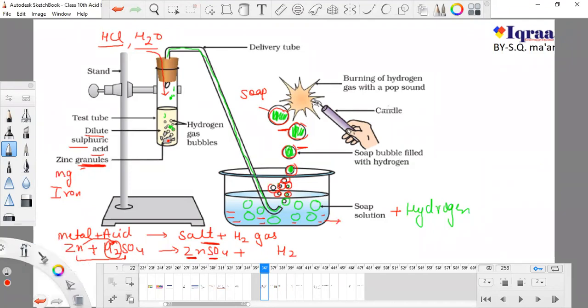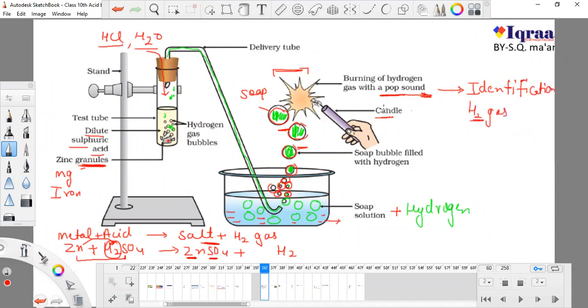And whenever you put some flame, you can put a candle, a lighter, or a matchstick, we just need some flame, these bubbles will burst and create a sound known as a pop sound. It will feel like pat pat pat. We burn so many crackers in Diwali and we know how it sounds. So it will create a pop sound, and this pop sound is an identification of H2 gas. Remember this.